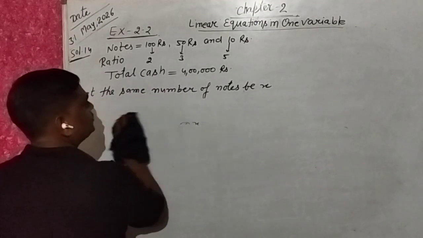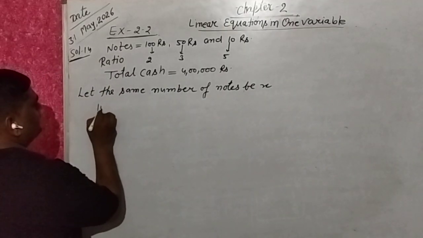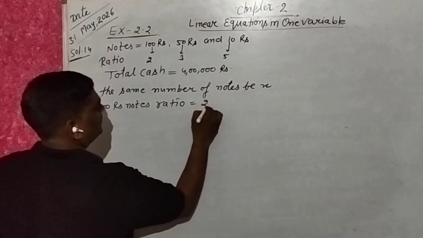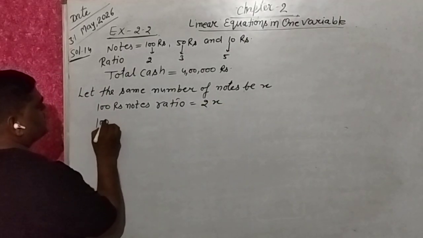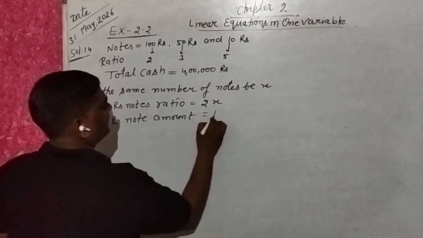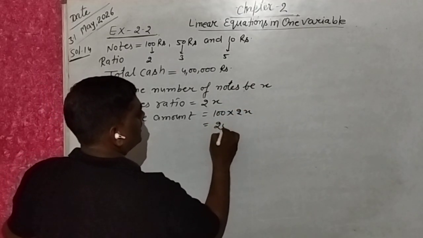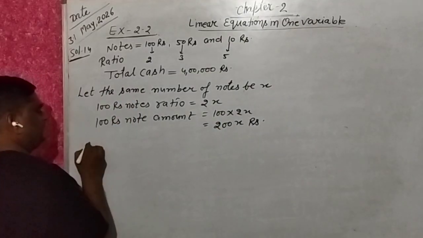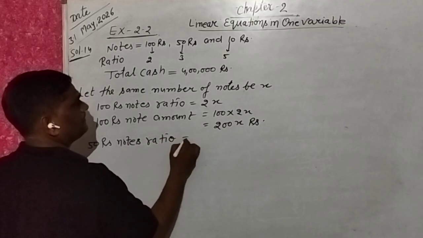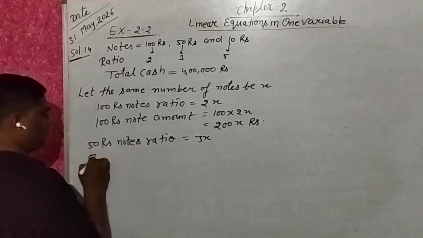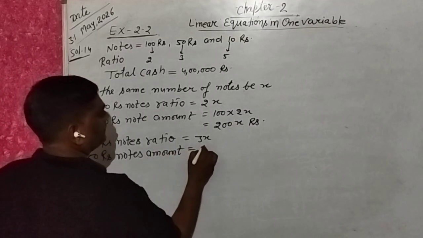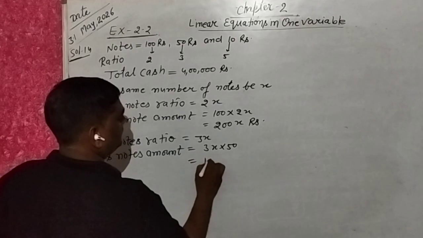The 100 rupees note ratio is 2x, and the 100 rupees notes amount is 100 into 2x, 200x rupees. The 50 rupees note ratio is equal to 3x, and the 50 rupees notes amount is 3x into 50, 150x rupees.